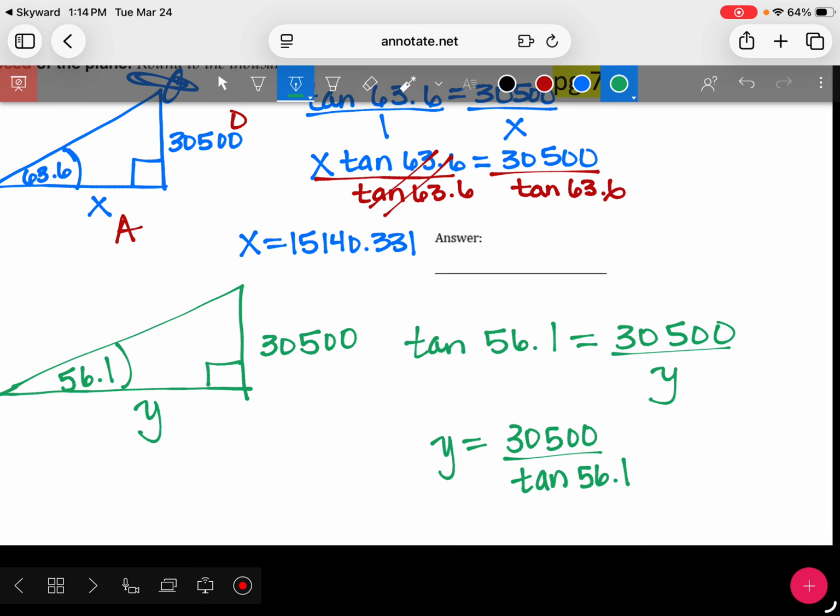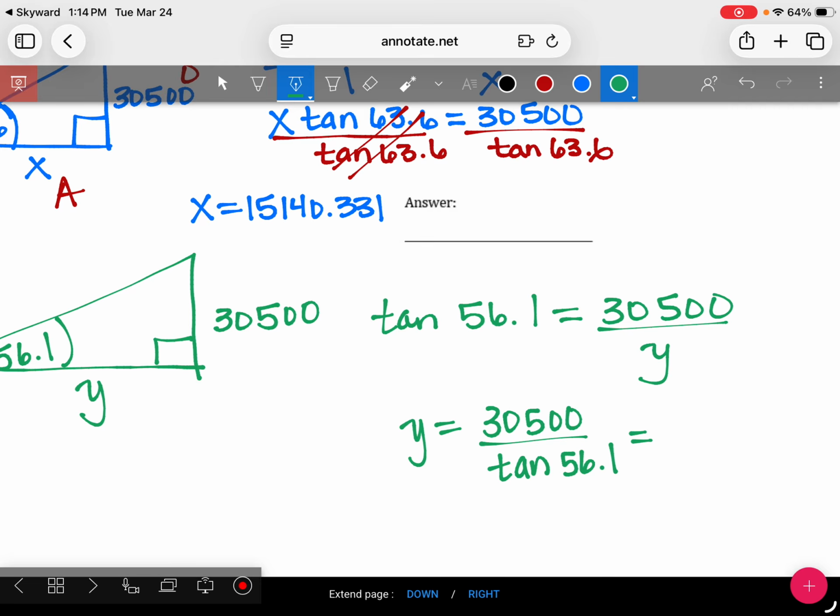Janaya, what did you get for y? 20,495. What else? 149. Anybody else get that? Okay. So now we need to figure out, we got two different distances. How do I figure out how far the plane traveled in 33 seconds? I got my first distance and I got my second distance. What do you think we're going to do with those numbers?